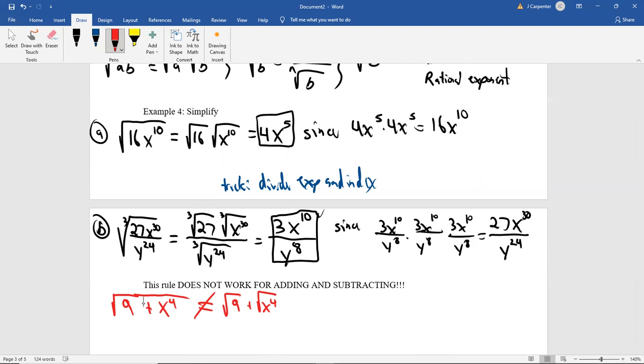So you have to be very careful with this. You have to remember that this type of rule only works for multiplying and dividing, and there's a lot of times where students get that mixed up. I'm not going to say I never got it mixed up when I was learning algebra. It's understandable.